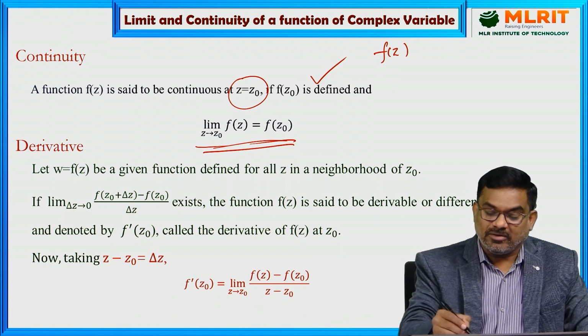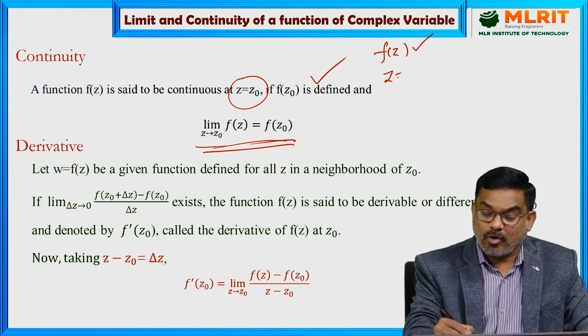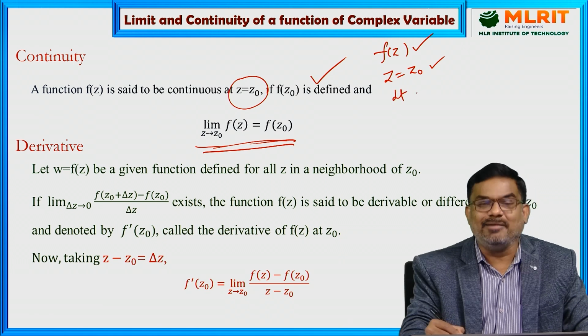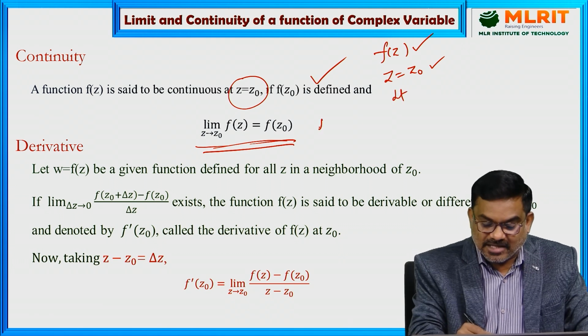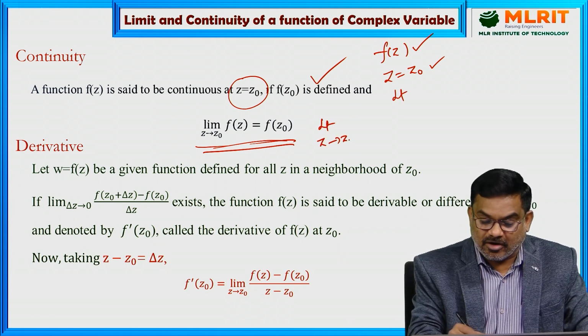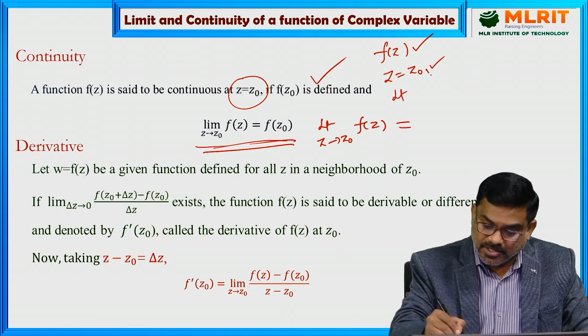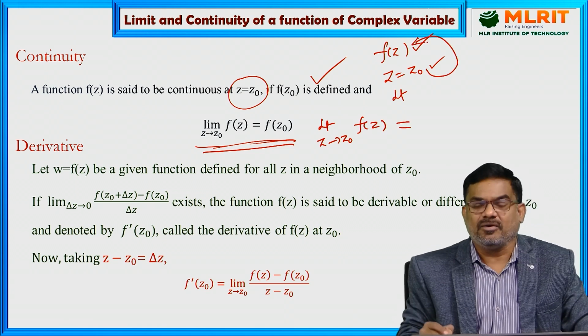So here we have the function f of z and the point z equal to z naught, and also we are finding the limit. Now, as limit z tends to z naught, f of z, this value must be equal to, if you substitute this z naught in f of z, what we will get?